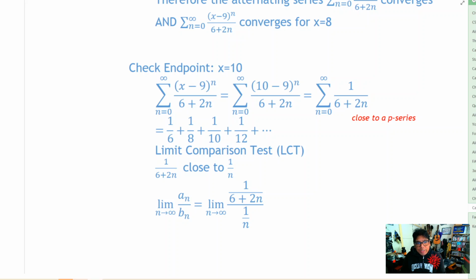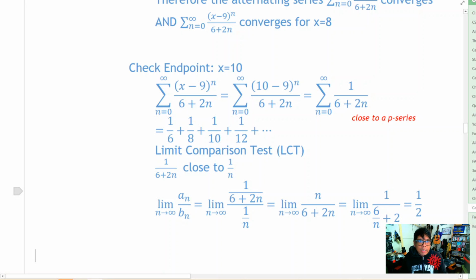So we get 1 over 6 plus 2n over 1 over n, which simplifies to n over 6 plus 2n, which simplifies to 1 over 6 over n plus 2, which this limit we can actually know it's going to be 1/2. So we have a limit from the limit comparison test.